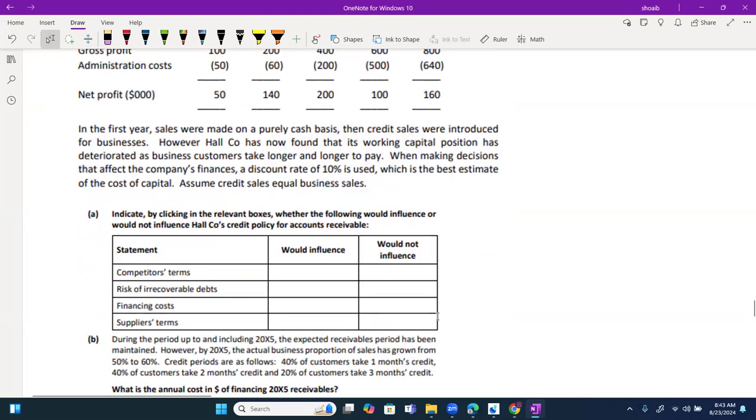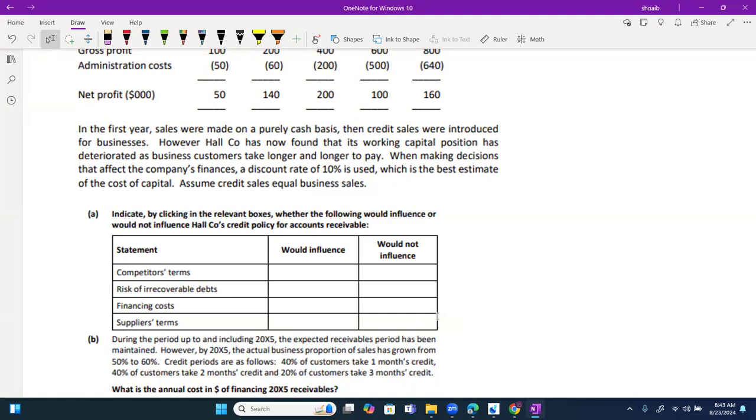Indicate by clicking in the relevant boxes whether the following would influence or would not influence Hall company credit policy for accounts receivable. You are the manager of Hall company, and you are making a receivable policy. When making the policy, will you see the competitor terms? Yes.